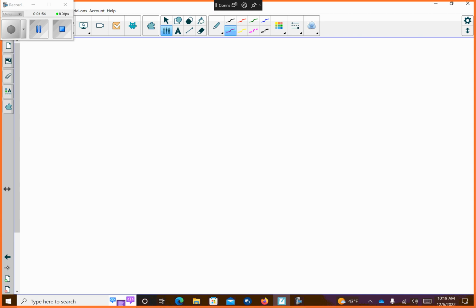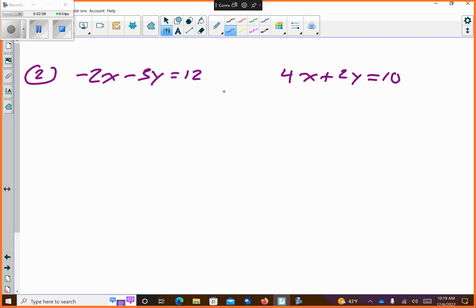Okay. Problem number 2, same idea. And then I'll do this one here. 4x plus 2y is equal to 10. And they want to know, does the point 3 comma negative 2 work as the solution? So remember, that's an x and a y value. So we're going to plug into our x and y values on each.